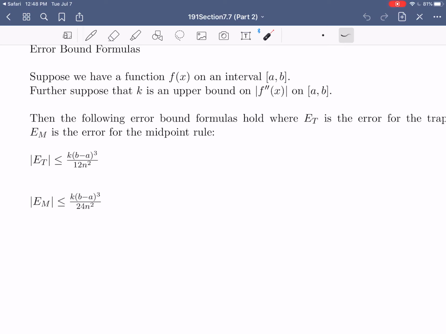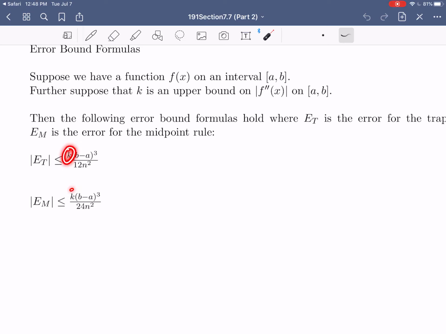The other thing you should notice is that you have this n squared in the denominator. That means that as n increases, the maximum error is going to decrease, which should make sense, right? n is the number of partitions. It's how many approximations we're actually doing. So the more approximations you do, the more accurate your approximation is going to be. So that should also make sense.